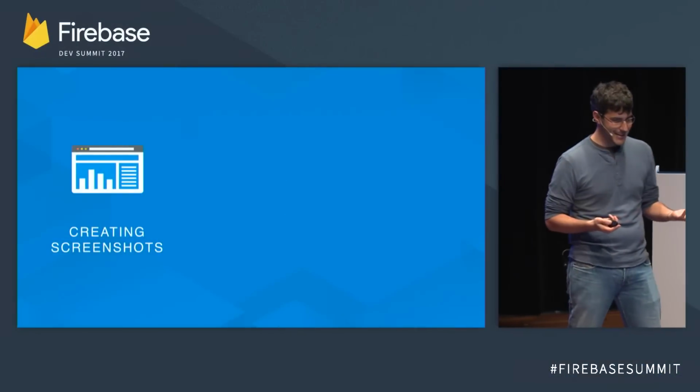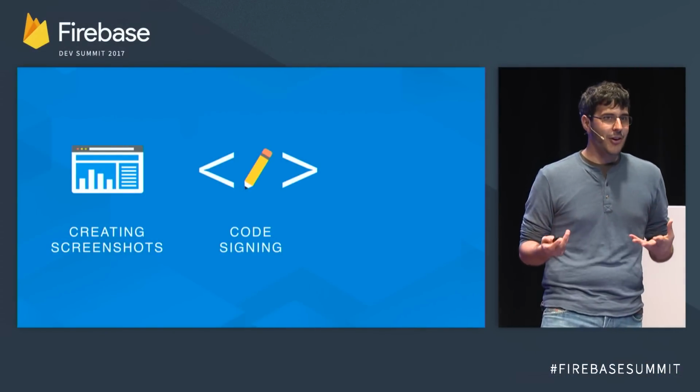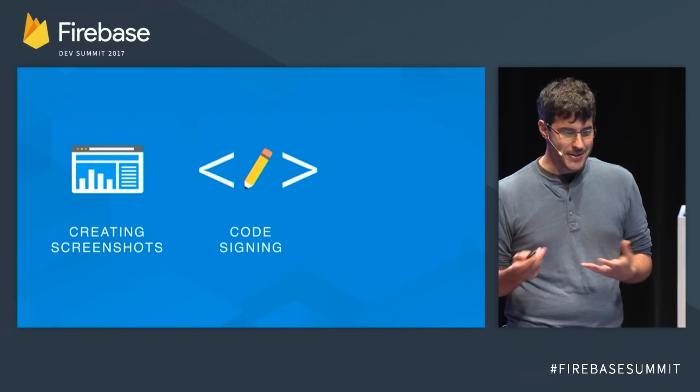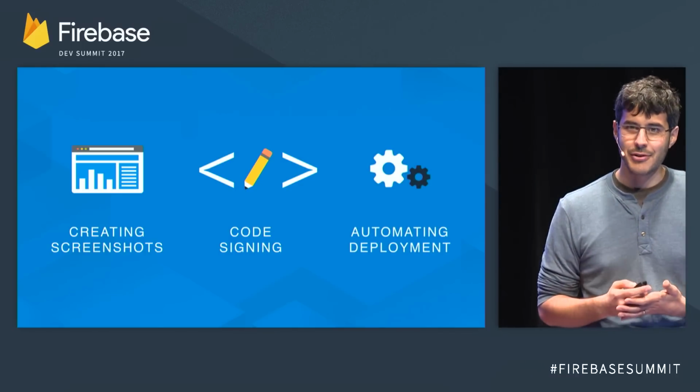So we don't have time to cover everything that Fastlane does. So I'm going to focus on 3 common problems you've probably experienced in the past and how you can solve them using Fastlane. So first off, screenshots. It's a huge pain. And then our favorite topic, I'm sure, code signing and provisioning profiles. And then automation of your deployment process.